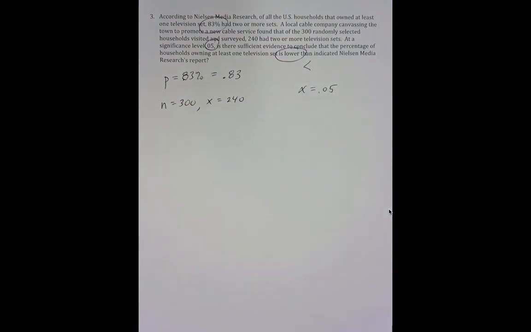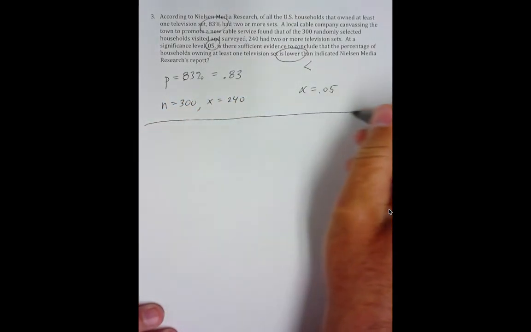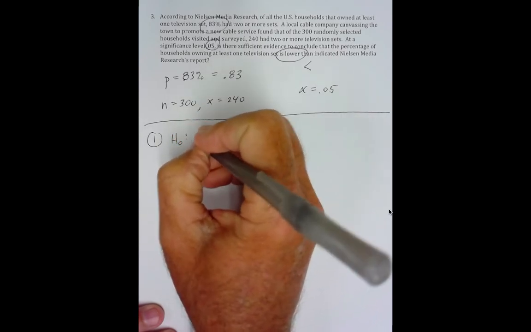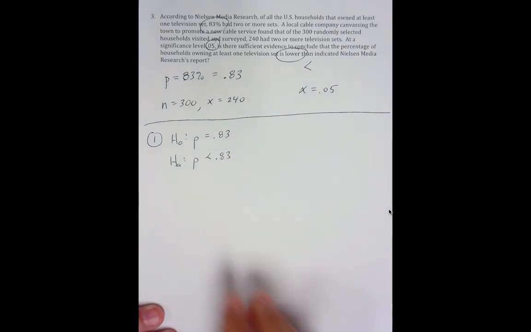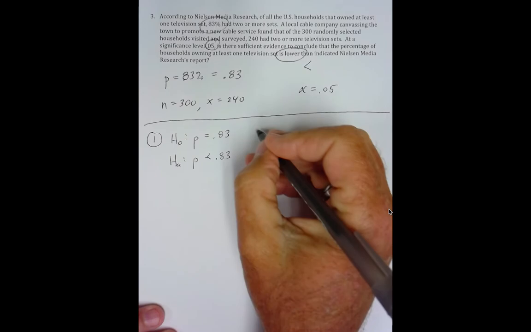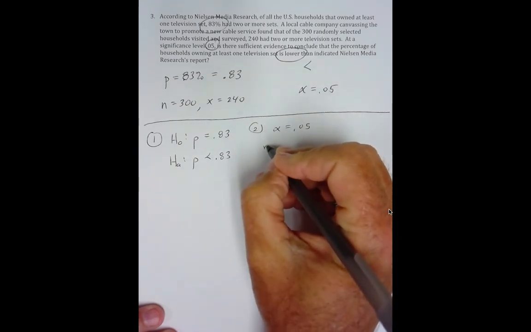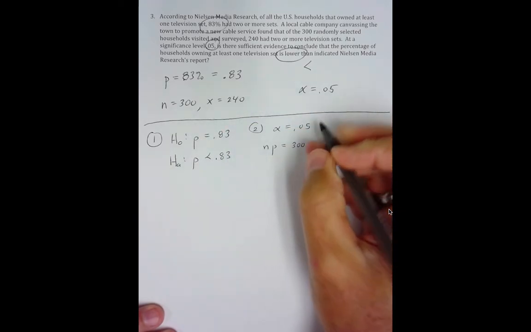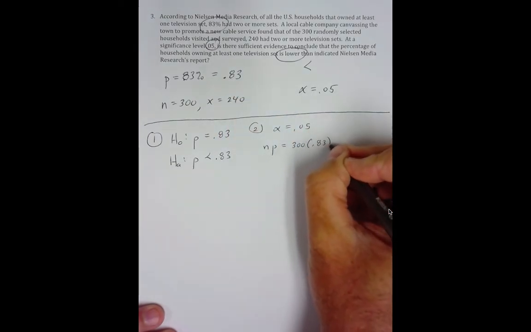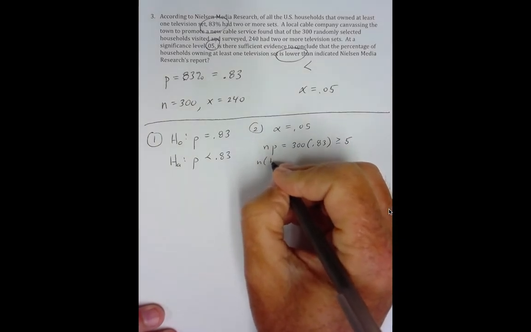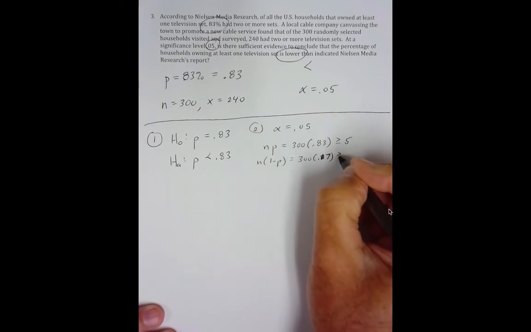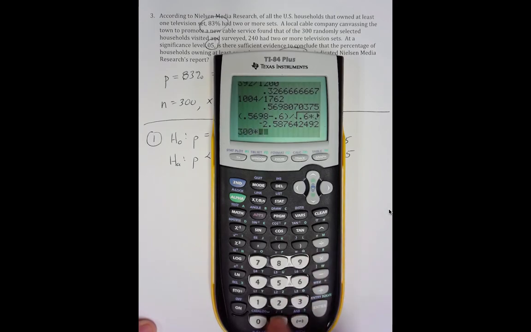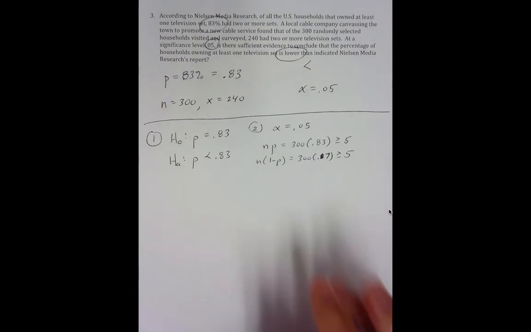So that tells me my alternative hypothesis is going to be less than. All right, let's do it. H sub O, P equals 0.83, P less than 0.83. Why less than? Because we want to see if it's lower. Second, alpha 0.05. n times P is 300 times P, which is 0.83, clearly bigger than 5. Then n times Q, it should be 0.17, also bigger than 5. Don't believe me? 300 times 0.17 is 51. So 3, we'll use the p-value approach.